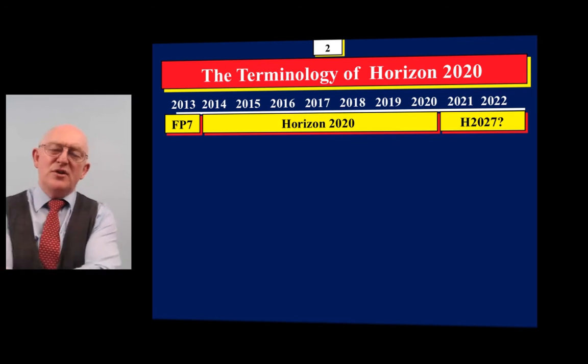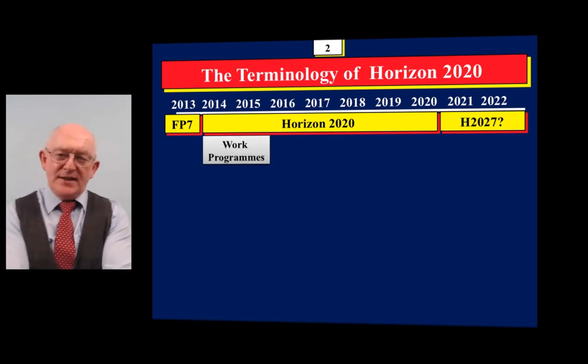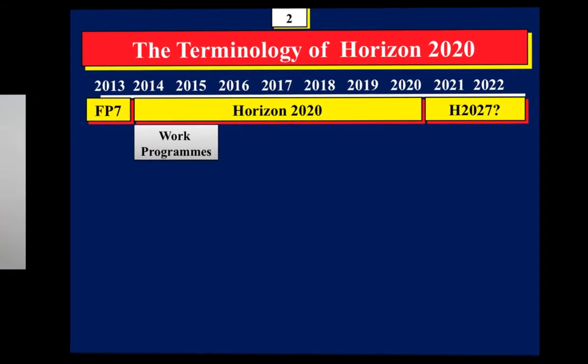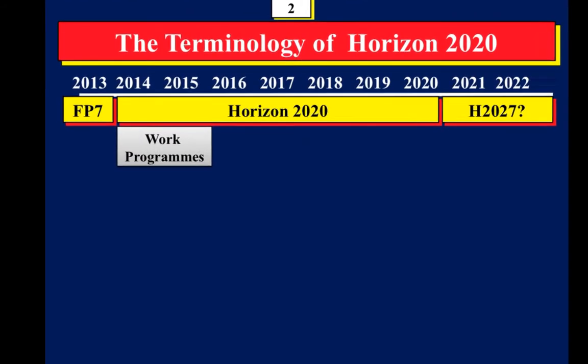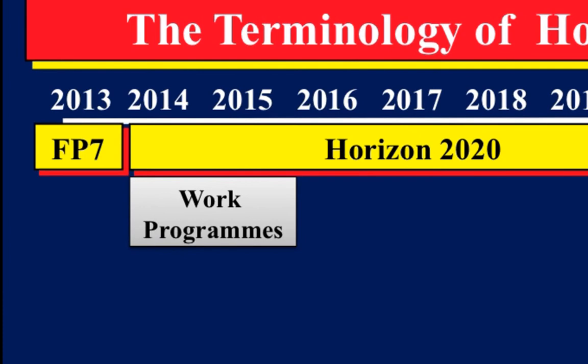So what the European Commission does is it divides Horizon 2020 into many sub-programmes. For example, there's a programme on energy, programme on food, programme on information technology. And for each programme, it publishes a document called a work programme. So the first challenge you have is to identify which programme do I fit into and where do I find the work programme.